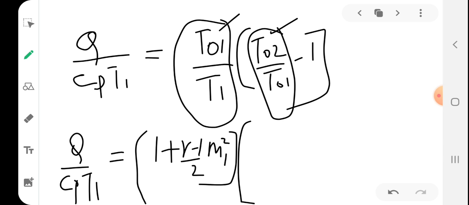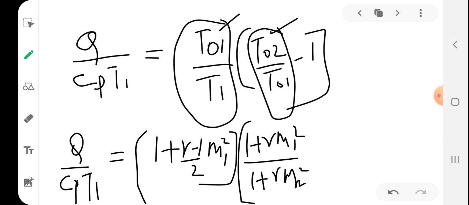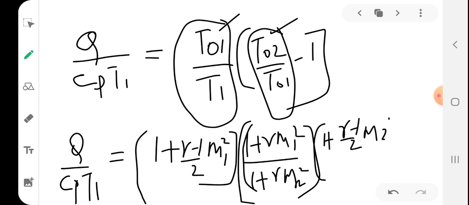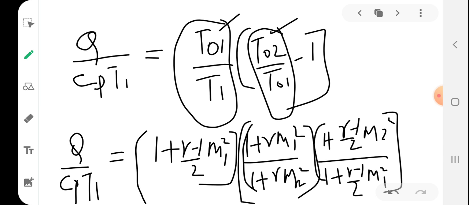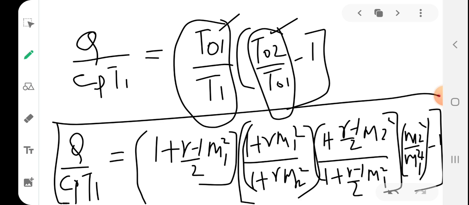Now T02 by T01, that relation you have studied in the previous session. Hope you remember it. It is 1 plus gamma M1 square by 1 plus gamma M2 square, into 1 plus gamma minus 1 by 2 M2 square by 1 plus gamma minus 1 by 2 M1 square, into M2 square by M1 square. This is the equation for T02 by T01, and what remains is the minus 1. This is the relation for Q by Cp T1.